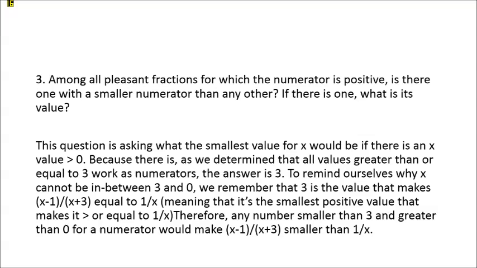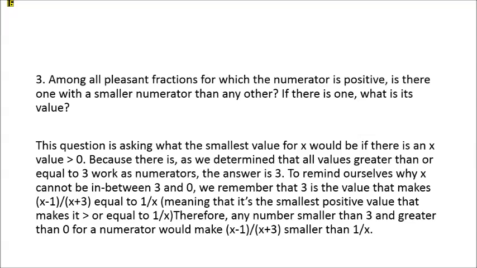Problem 3 asks, among all pleasant fractions for which the numerator is positive, is there one with a smaller numerator than any other? If there is one, what is its value? This question is asking what the smallest value for x would be if there is an x value greater than 0. Because there is, as we determined that all values greater than or equal to 3 work as numerators, the answer is 3. To remind ourselves why x cannot be in between 3 and 0, we remember that 3 is the value that makes x minus 1 divided by x plus 3 equal to 1 over x, meaning that it's the smallest positive value that makes it greater than or equal to 1 over x.